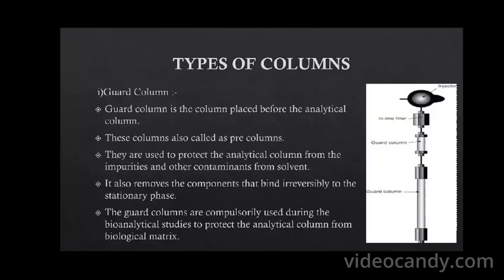Types of columns. First, guard column. A guard column is the column placed before the analytical column. These columns are also called pre-columns. They are used to protect the analytical column from the impurities and other contaminants from the solvent. It also removes the components that bind irreversibly to the stationary phase. Guard columns are compulsorily used during bioanalytical studies to protect the analytical columns from the biological matrix.